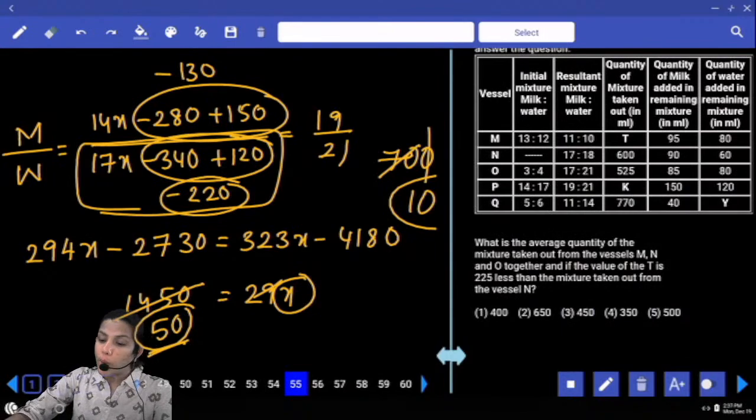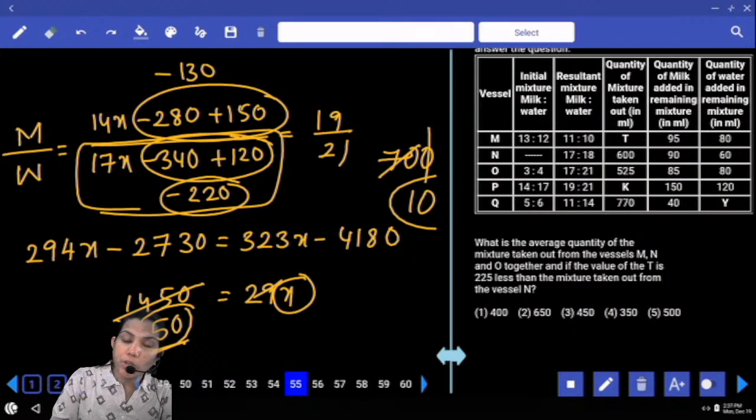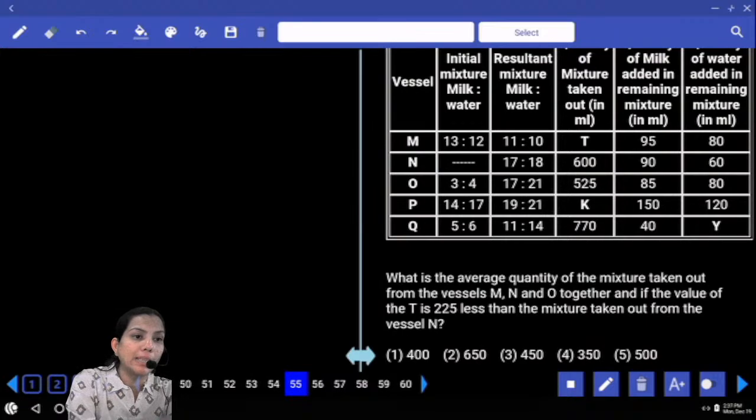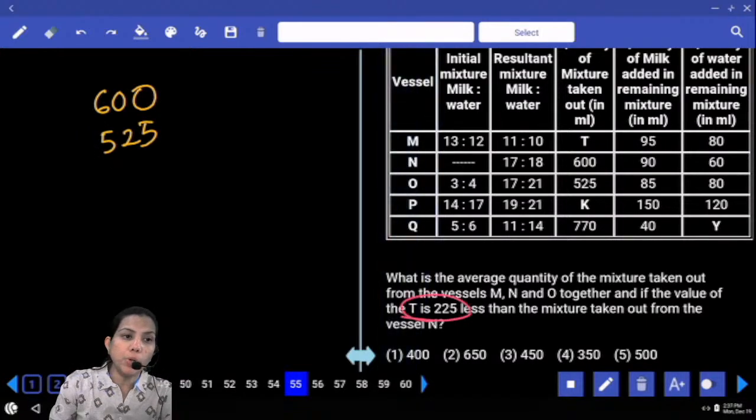What is the average quantity of the mixture taken out from the vessel M, N, O together, and if the value of T is 225 less than the mixture taken out from the vessel N? So your question is, what is the average of the mixture taken out from vessel M, N, O? What is the M taken out value? T. Teliyadu manaki. What is N value? 600. And what is O value? 525. And what is T value? 225 less than the mixture taken out from the vessel N.